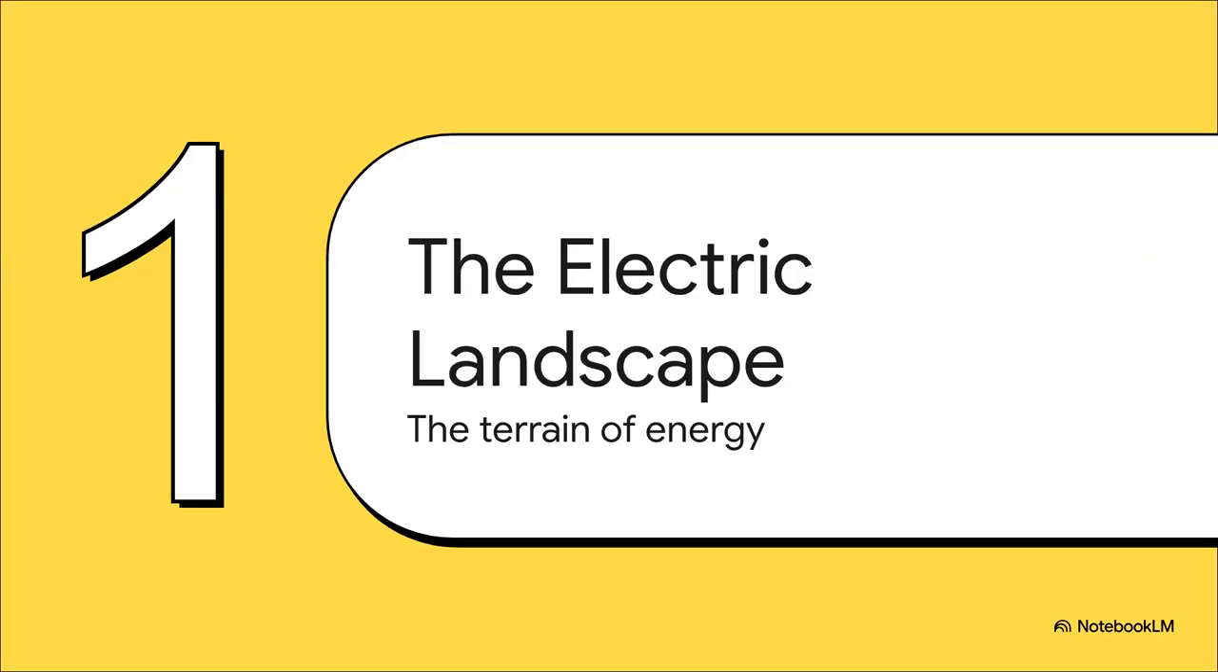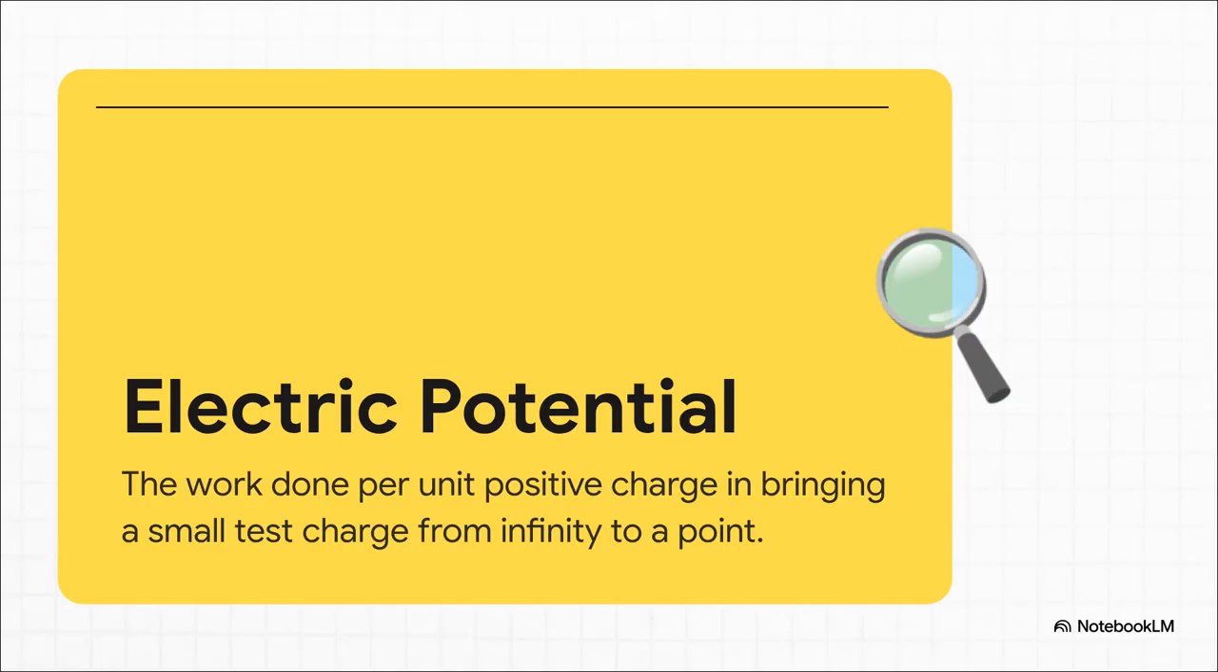All right, first up, let's get a feel for this terrain of energy and figure out what electric potential actually is. Okay, so here's the formal textbook definition. It's the work done per unit positive charge to bring a charge from infinity to a point. The keywords you really want to grab onto are work done and per unit charge. See, this isn't about the total energy. It's more like the energy cost per coulomb to put a charge at that one specific spot.